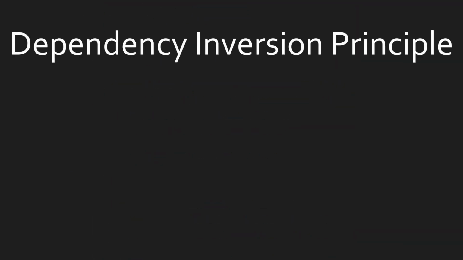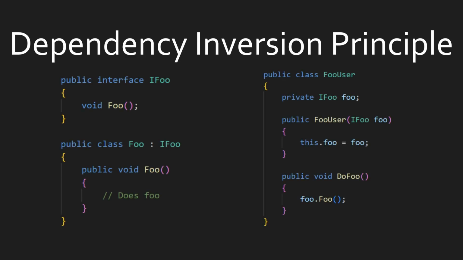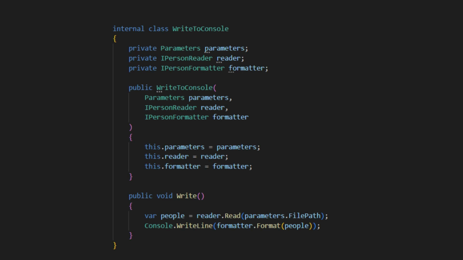Lastly, we have the dependency inversion principle. Dependency inversion is about separating implementation of modules from their interfaces and ensuring that modules only depend on the interfaces of other modules and not concrete implementation classes. We can demonstrate this principle by creating a write-to-console class that will do what the program currently does. As you can see, this class does not need to depend on any concrete implementations. It only depends on interfaces.